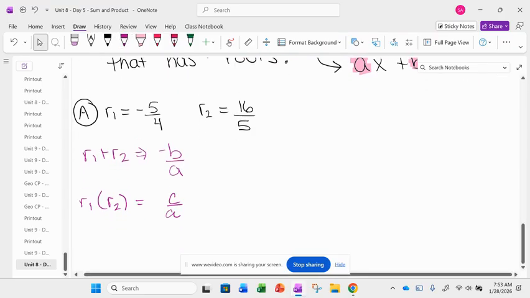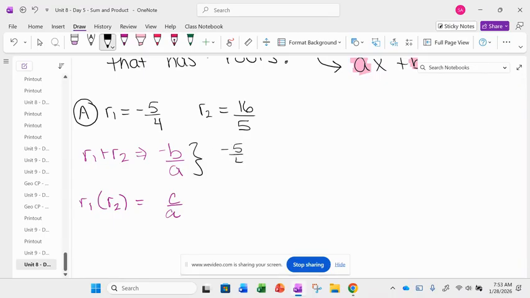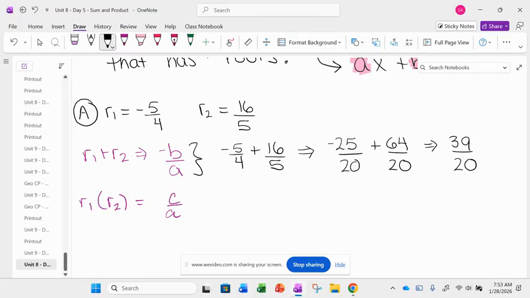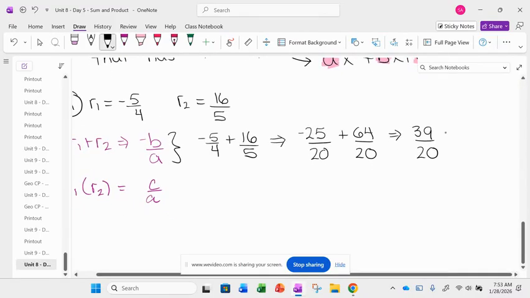So let's go through this. Root 1 plus root 2. So I have negative 5 over 4 plus 16 over 5. In order to add these, what must I create? A common denominator. So I'm going to create a common denominator of 20. So I end up with negative 25 over 20 plus 64 over 20, which ends up giving us a positive 39 over 20. And this represents negative b over a.